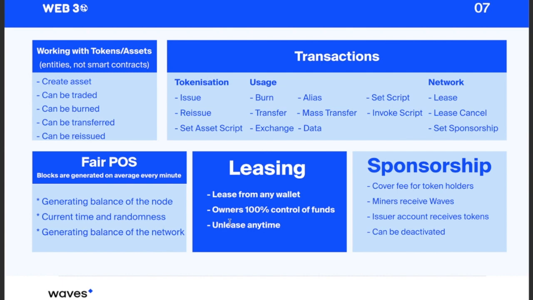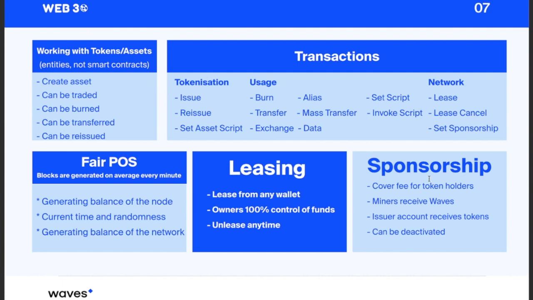Also, other features that determine the Fair PoS are the current time, some randomness, and the generating balance of the network. Talking about leasing, you can lease from any wallet, your desktop, web, or mobile app, and you can unlease anytime you want. Every fund you lease from your account is still under your control. The miners do not have access to your funds. And like I said, you can unlease anytime, whenever you want.